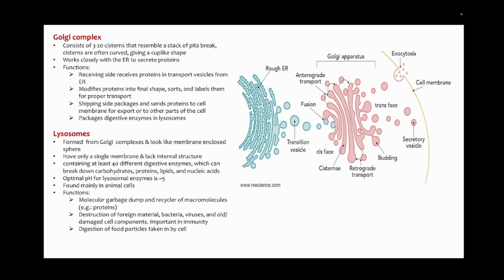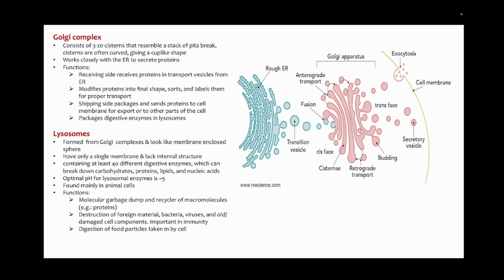endoplasmic reticulum, and when they are ready, they will be encapsulated in the transition vesicle and fused with the Golgi complex. So the Golgi complex's role is to receive the protein, then to modify it into its final shape, before shipping it out. So it can be either a secretory vesicle, where once it fuses with the cell membrane, it will release it out. Okay.